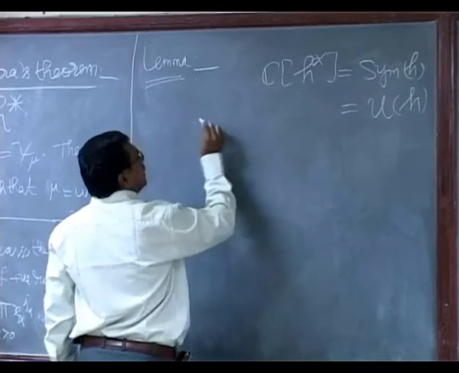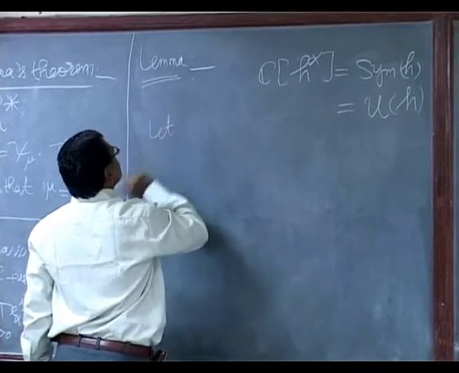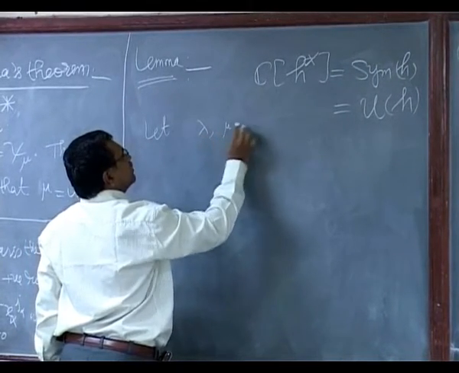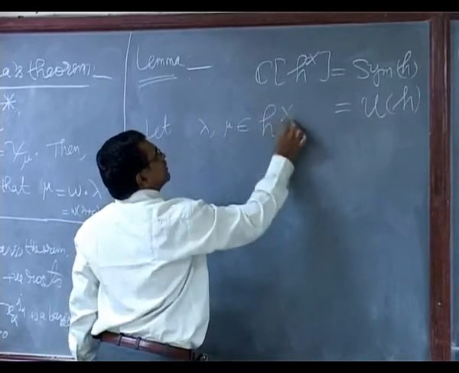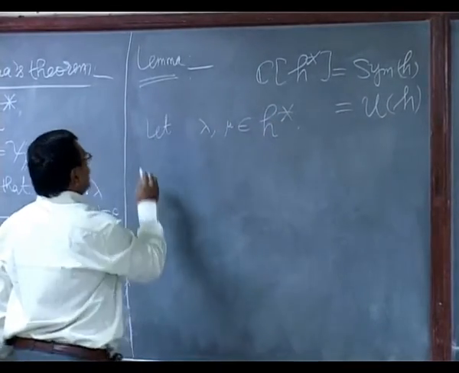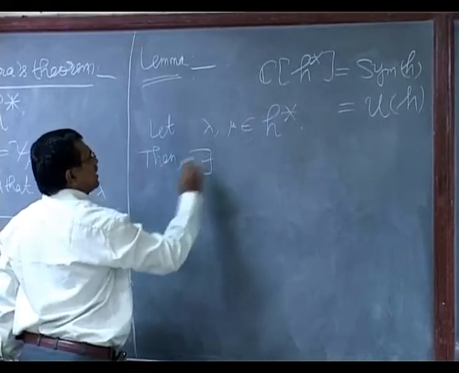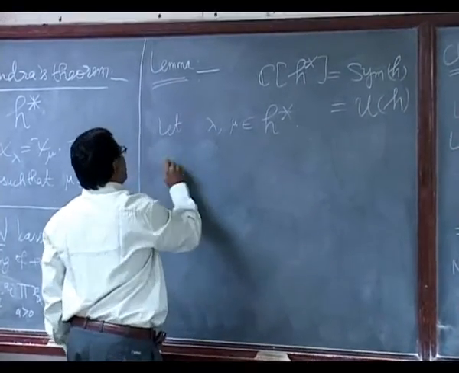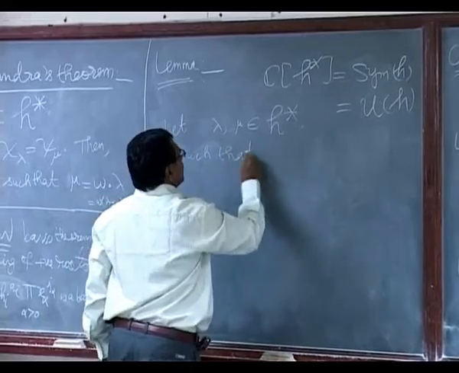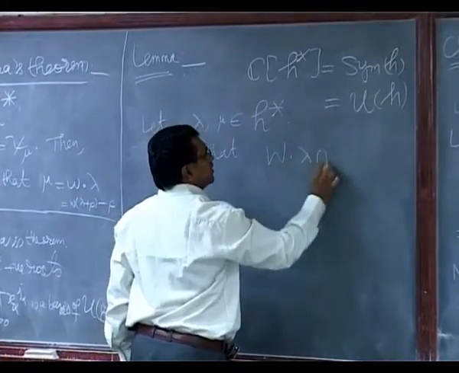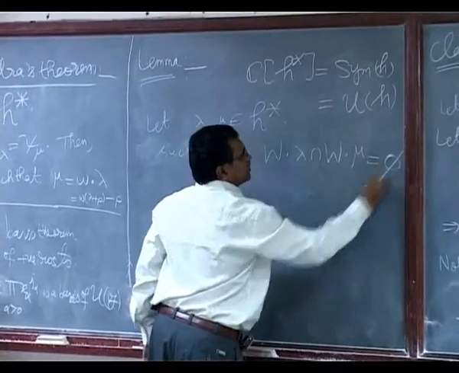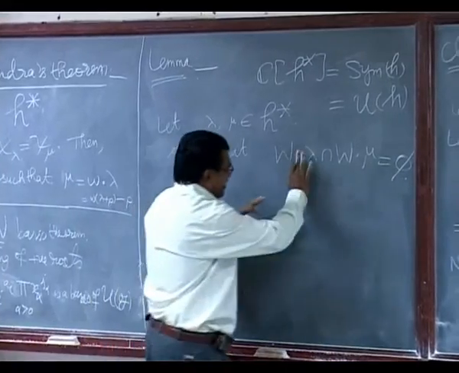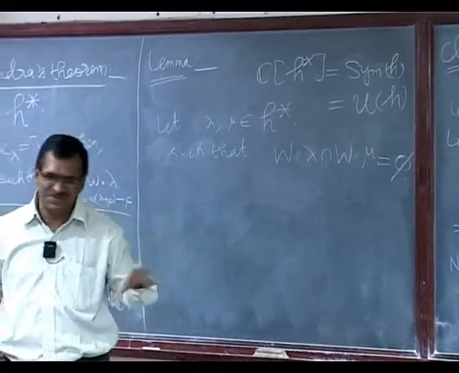Now, let lambda and mu be two elements here. Then there is a W such that the W orbits are disjoint. It is empty, disjoint. For the W action, I put a dot, I should not put a dot, there is already one here, but you can also do that.